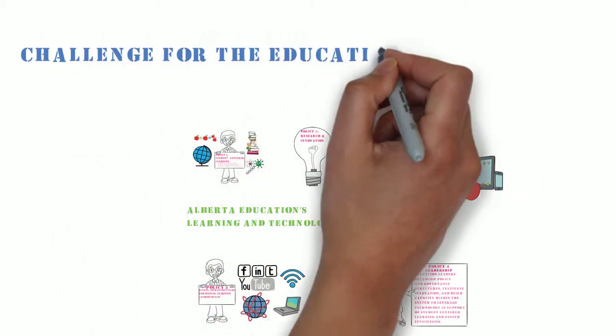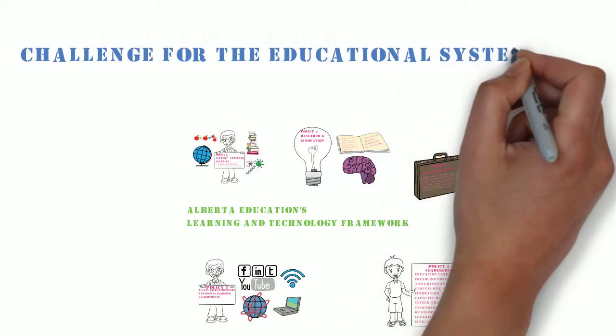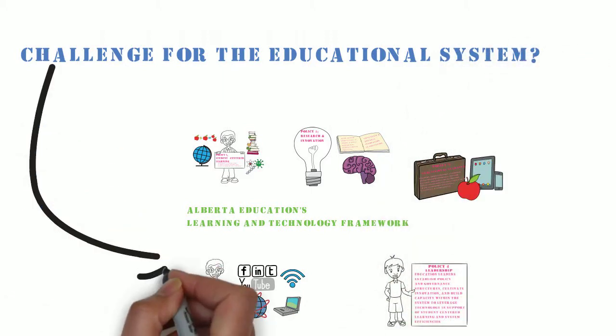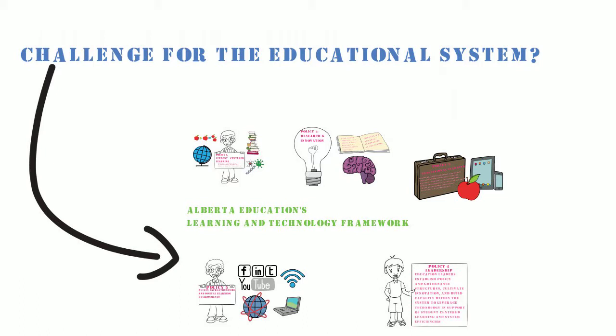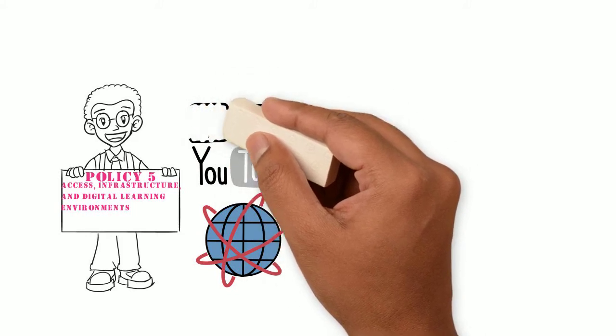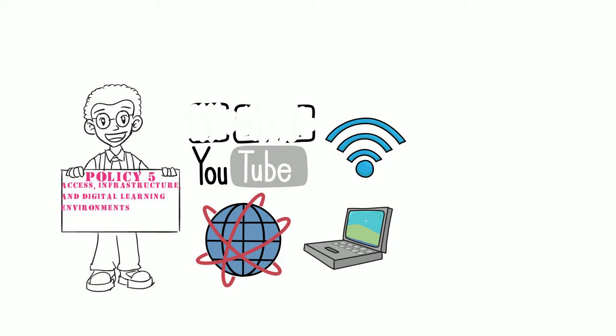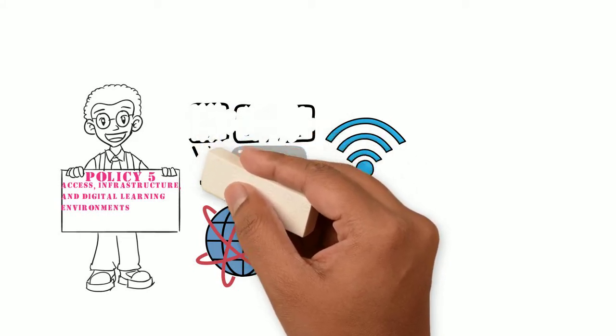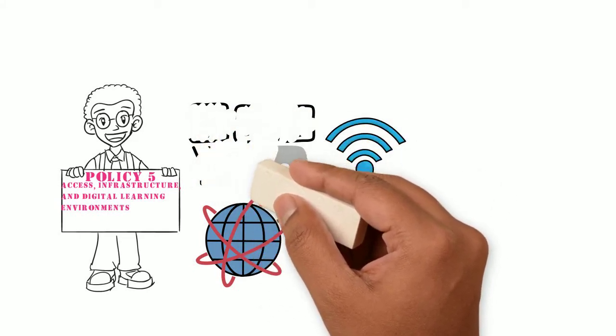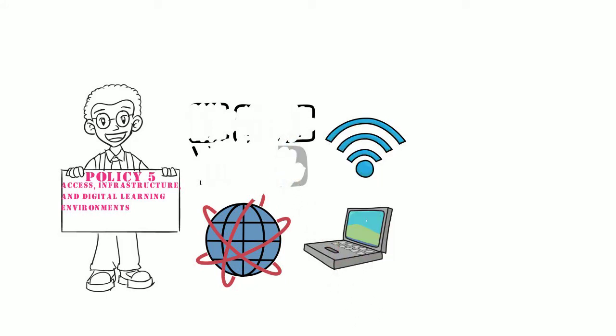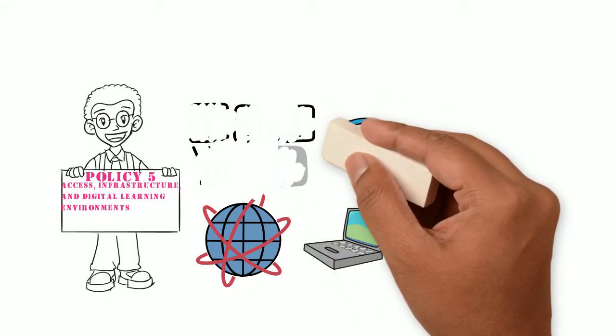The challenge for the educational system, I think, is Policy 5, which is access. With things like budget cuts and lack of funding, schools may not be able to provide unlimited access to all the students in the classroom, all day, every day. They just don't have the money to provide laptops for every student. They only can provide so many computers, so they have to be shared among the teachers and among their students.